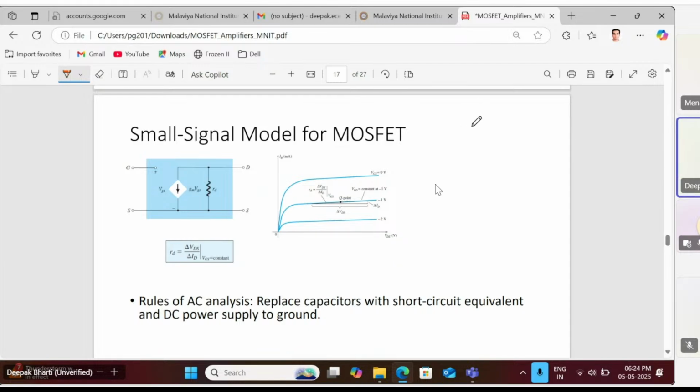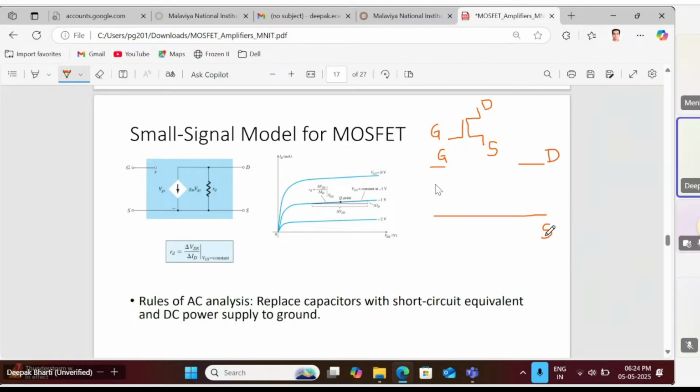Now we have the MOSFETs. Let me draw the symbol, then it will be easier to understand. Let's say I have this depletion MOSFET. So this is my drain, this is source, this is gate. So how to draw its small signal model? Let's say source is my common terminal, gate is another terminal, the input terminal, and the drain is, let's say, the output terminal.